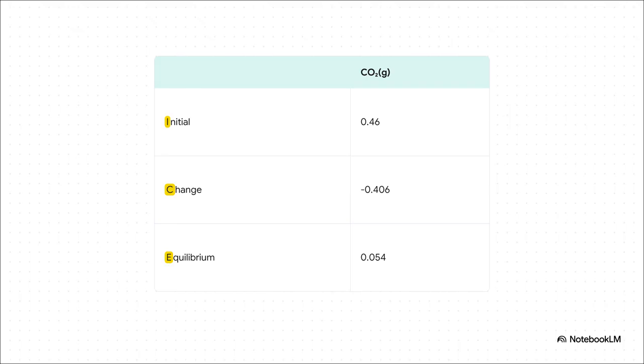Now, here's the magic. Look at the reaction equation. For every 1 CO2 that gets used up, 2 CO molecules are made. It's a 2-for-1 deal. So if the change for CO2 was minus 0.406, the change for CO must be plus 2 times that, which is plus 0.812. And since we started with 0 CO, its final equilibrium concentration is just 0.812.